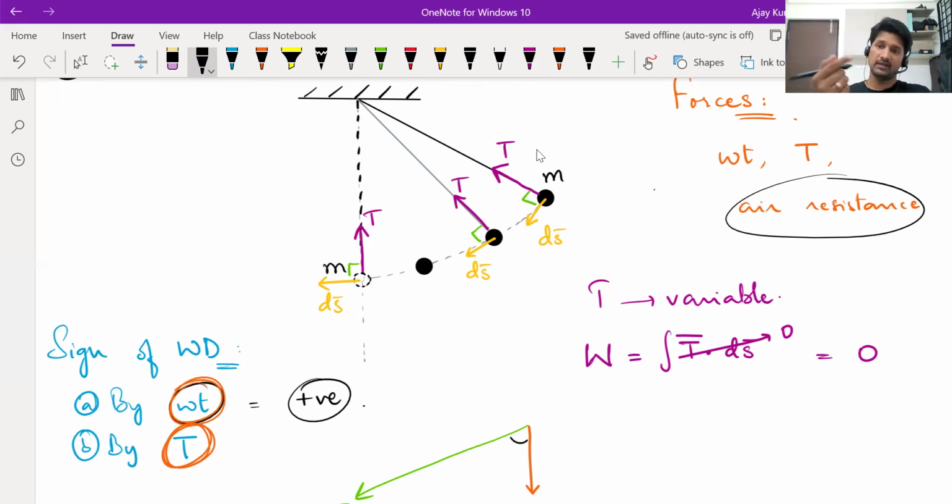Okay, now let us discuss work done by air resistance. This is also a qualitative discussion only. We don't want to calculate. We just want to tell whether it is positive, negative, or 0. Can any of you imagine and tell me the direction of air resistance as the bob swings down?